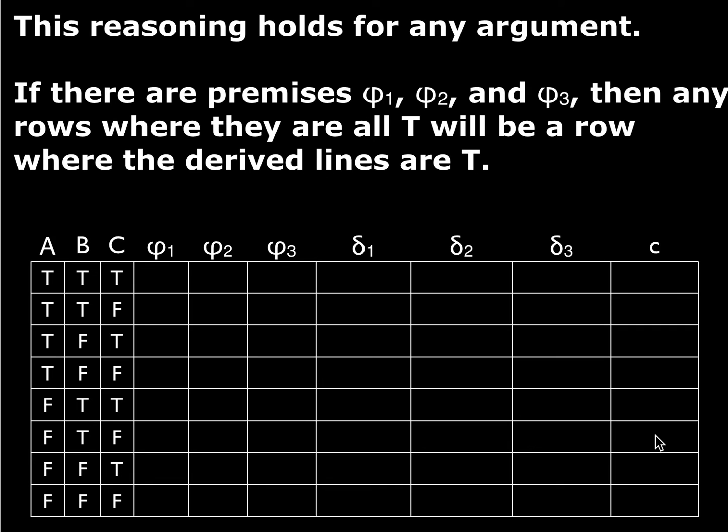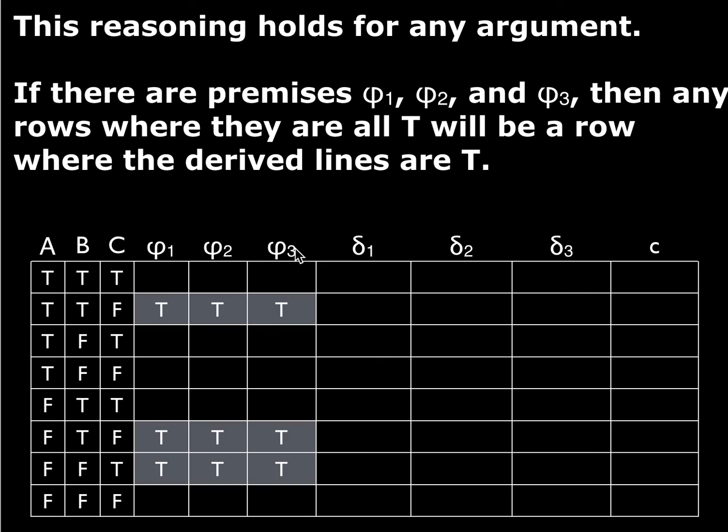More generally, just think this is a truth table for some random argument. We don't know what it is, but these are the premises, phi 1, phi 2, phi 3. Okay, and suppose I do a truth table. We don't know what these are, right? There's some compound statements using A, B, and C. Suppose these premises are all true. These are the rows where they're all true. All of the rest of the rows, there's some mixture of T and F, but they're not all true on any of these rows. These are the rows where they're all true.